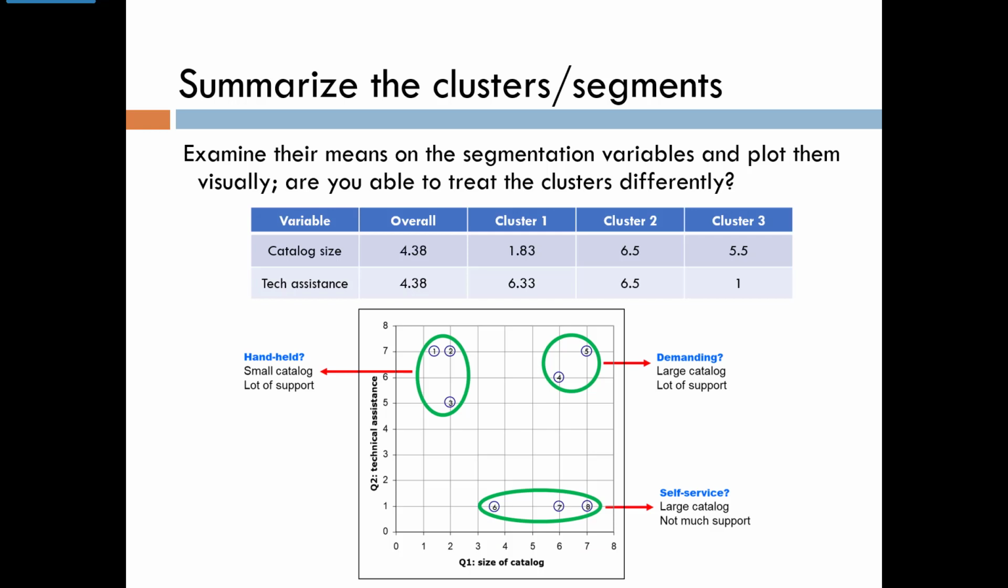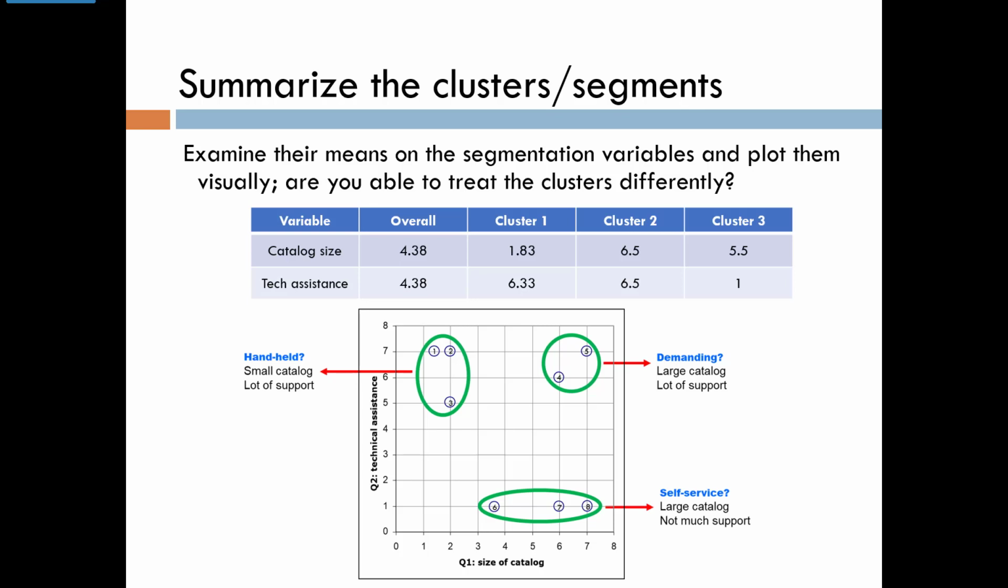Once you have identified the segments, examine their means on the variables you use to create the segments and plot them visually. Here we see that with our 3-cluster solution, Cluster 1 has a mean of 1.83 on the catalog size question and 6.33 on the technical assistance question. So they need a small catalog but a lot of support. We can call them the handheld segment.